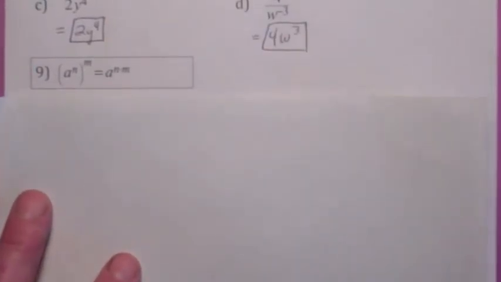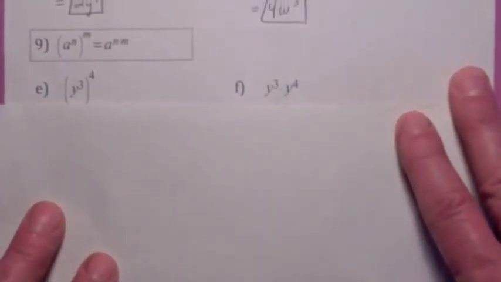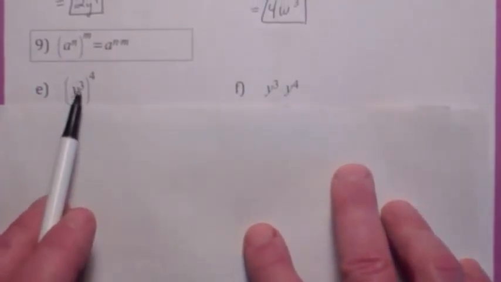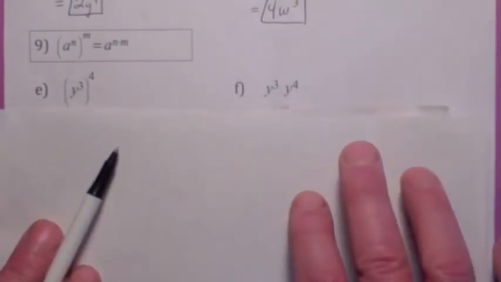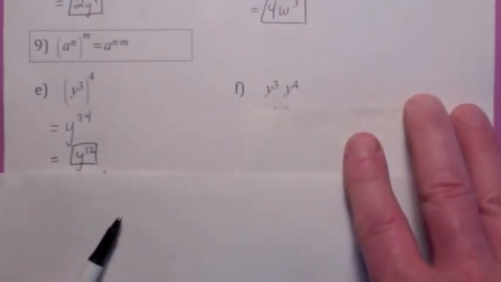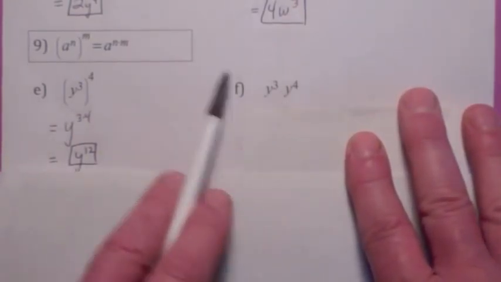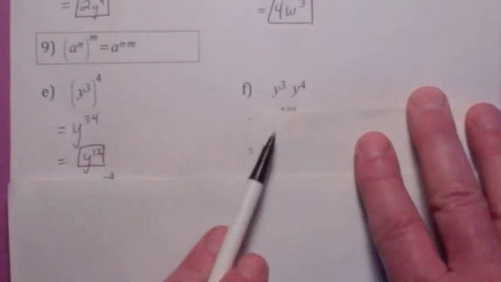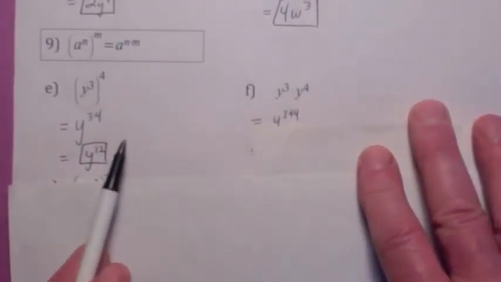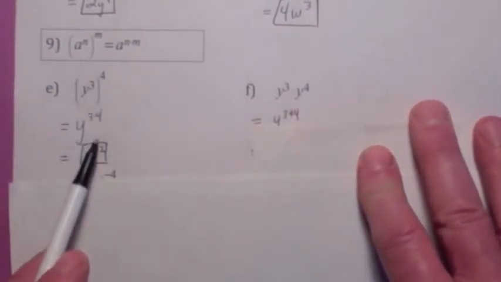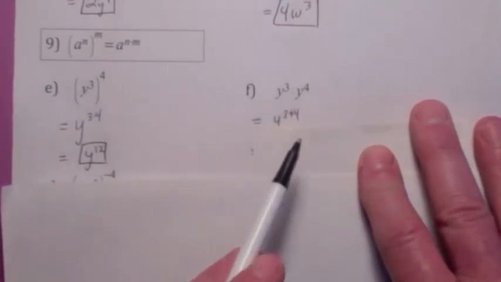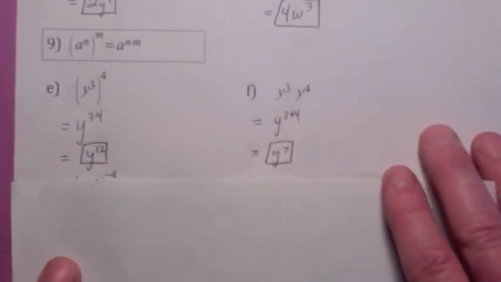For example, look at these 2 problems. This says you have y to the 3rd raised to the 4th power, so that's when you would apply Rule 9, and you get y to the 12th. This says what's y to the 3rd times y to the 4th. That's where you would keep the base the same and add the exponents. You see, when you raise a power to a power, you multiply. When you multiply, you add. So your answer is y to the 7th there.